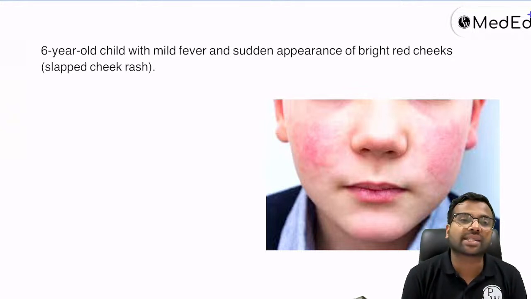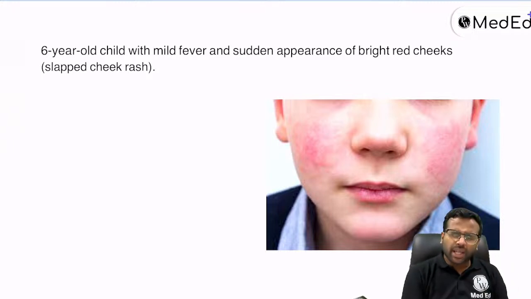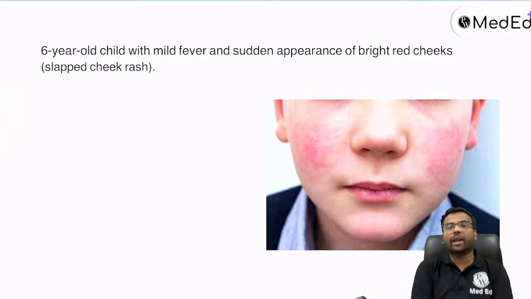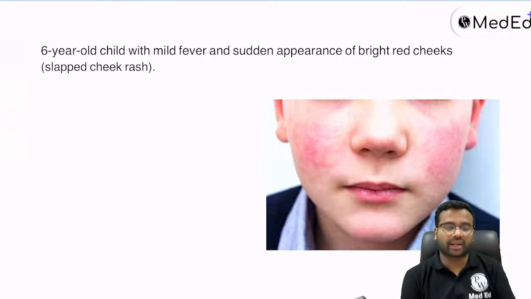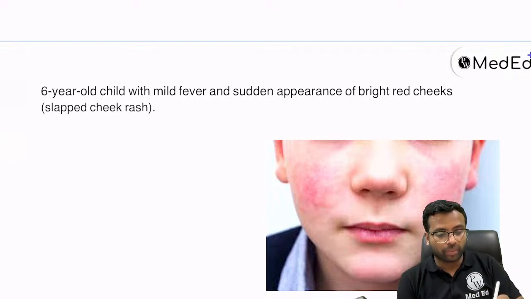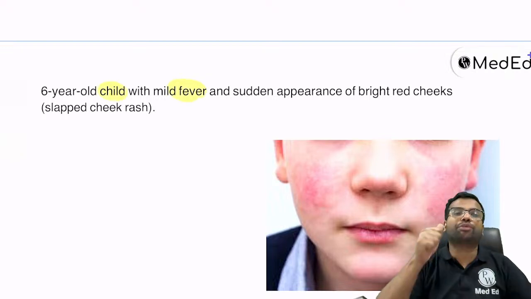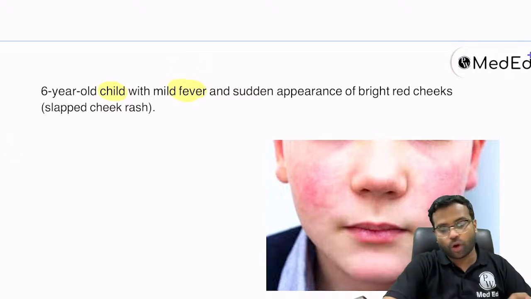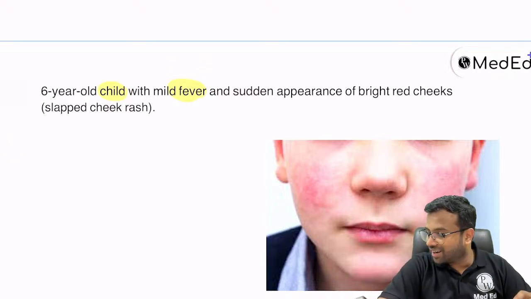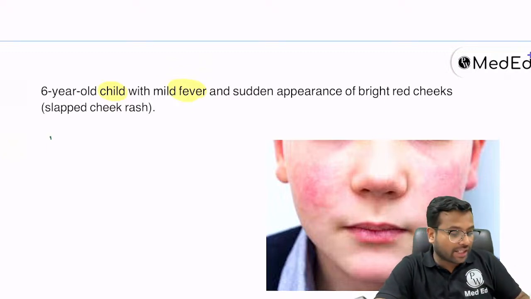The next one is a 6-year-old child with a fever and sudden appearance of bright red cheeks. So in any child who complains of fever along with a bright red rash, especially over the cheek area, the key term here for me is going to be this fever and a child. So if child with fever and red face, then we always think about which disease? Some of you are right in the chat box. Yes, it is due to parvovirus.